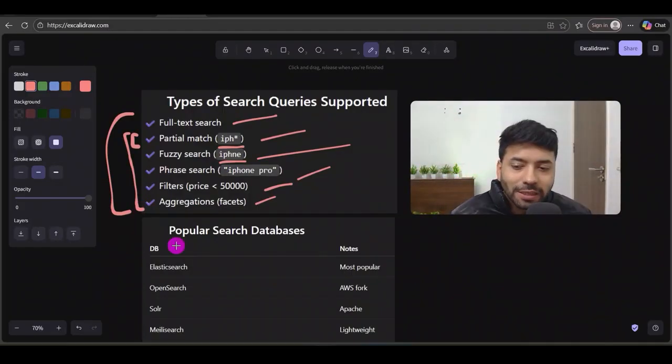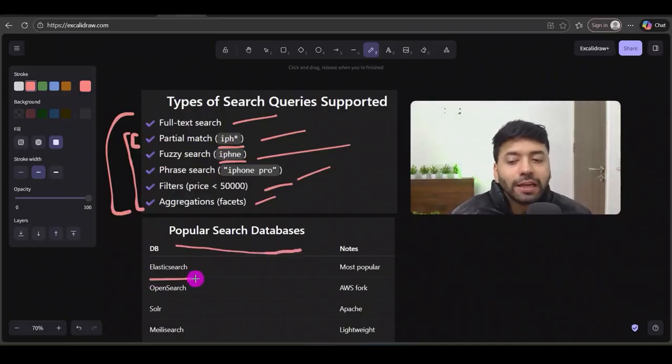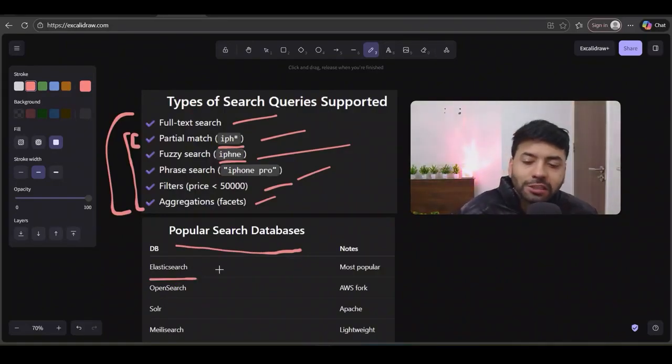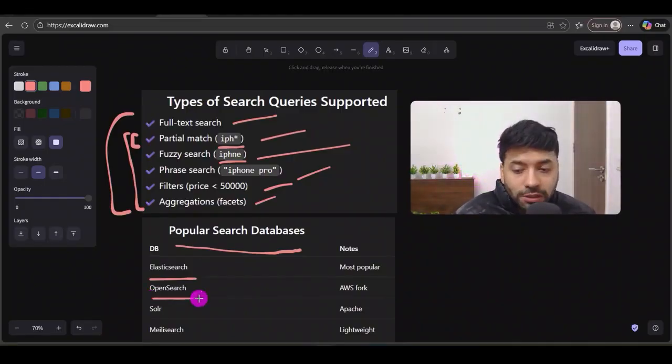Alright, next let's see some of the popular search databases. The most famous one is Elasticsearch. You might have heard about Elasticsearch, right? It is very famous, popular, and widely used when we talk about search based databases. A few more are OpenSearch, Solr, and MeiliSearch.